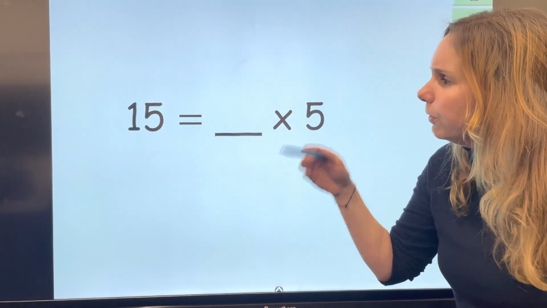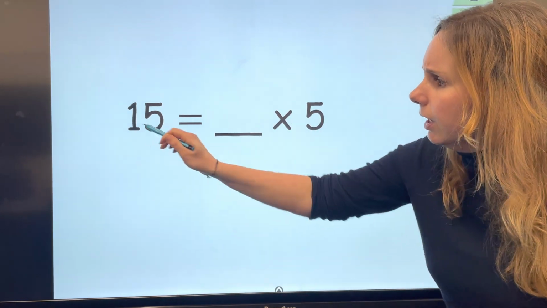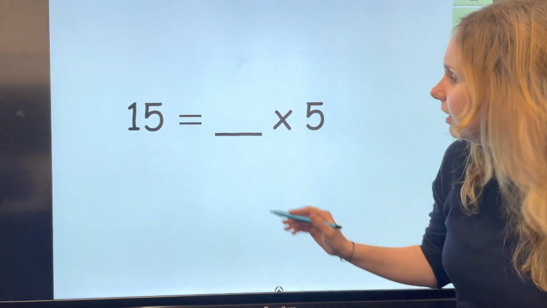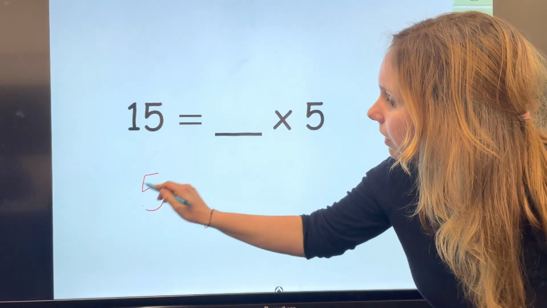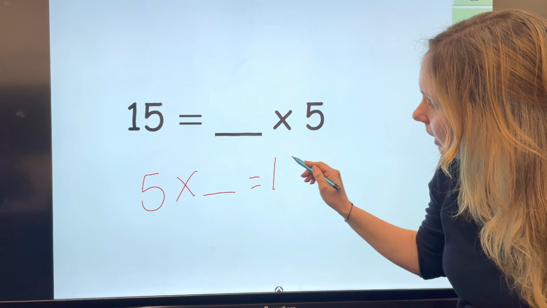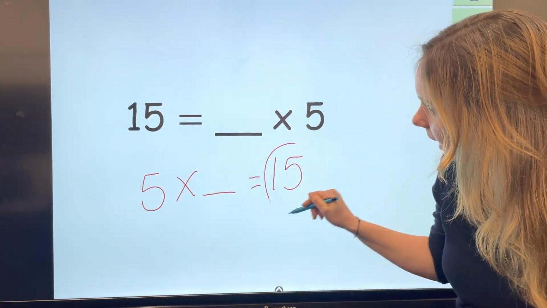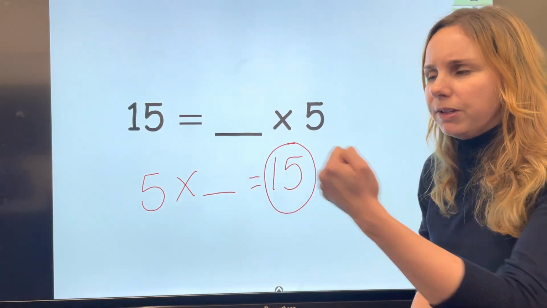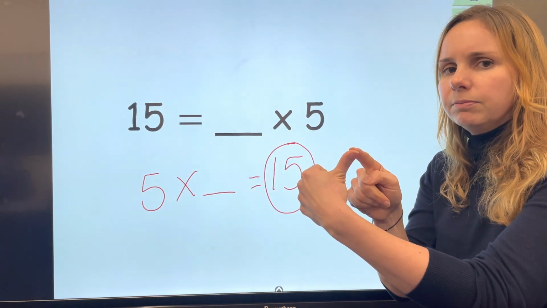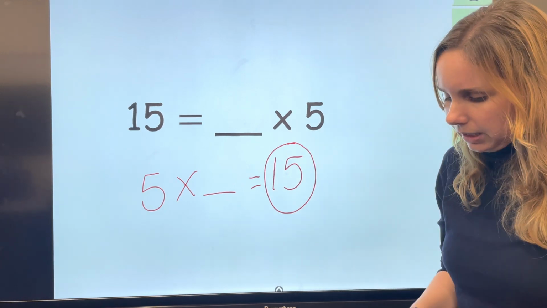15. I put a few of these in yesterday because I noticed a few of us found these quite tricky when we had a missing number. If you're not sure, remember you can write it the other way. So we could write 5 multiplied by something equals 15. How many times do I count in 5 until I get to 15? I'm going to do it on my fingers this time. 5, 10, 15.